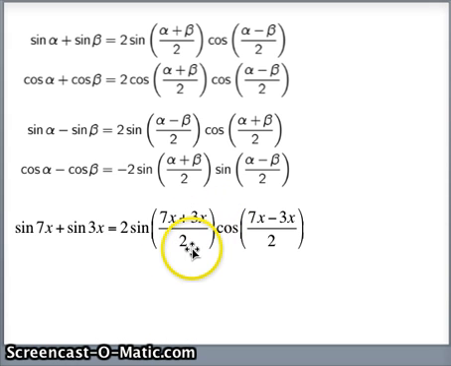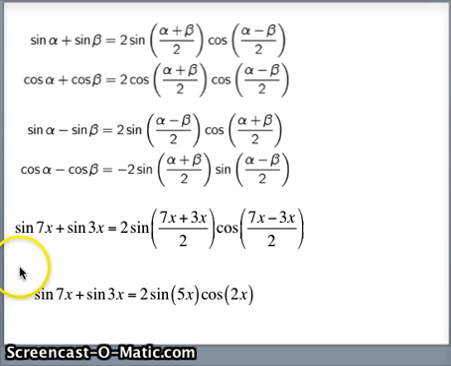7x plus 3x, 10x over 2, is 5x. 7x minus 3x, 4x over 2, is 2x. And we have rewritten sine of 7x plus sine of 3x. This sum is now written as a product.